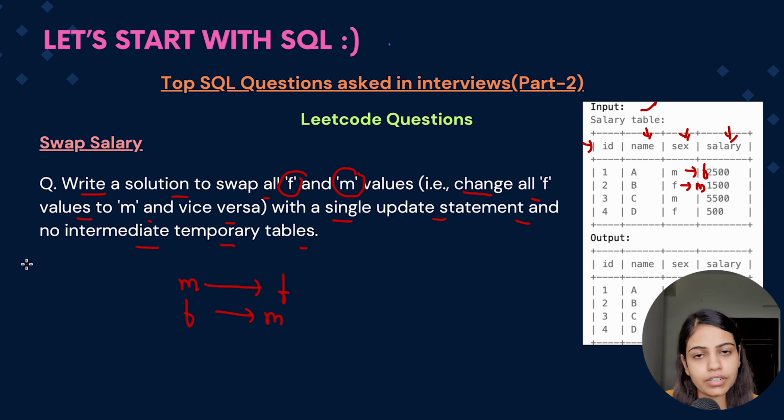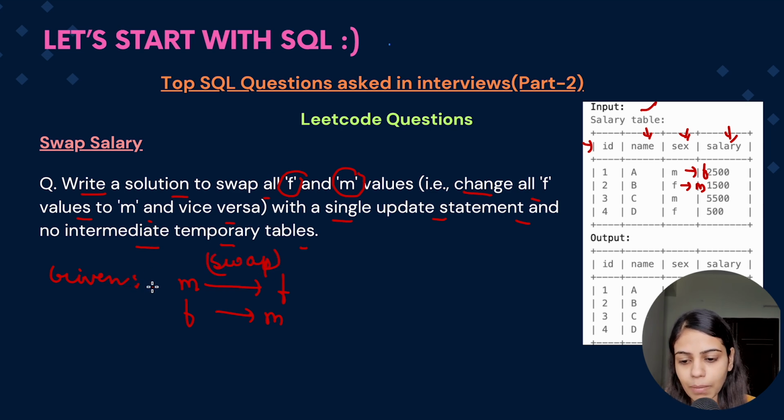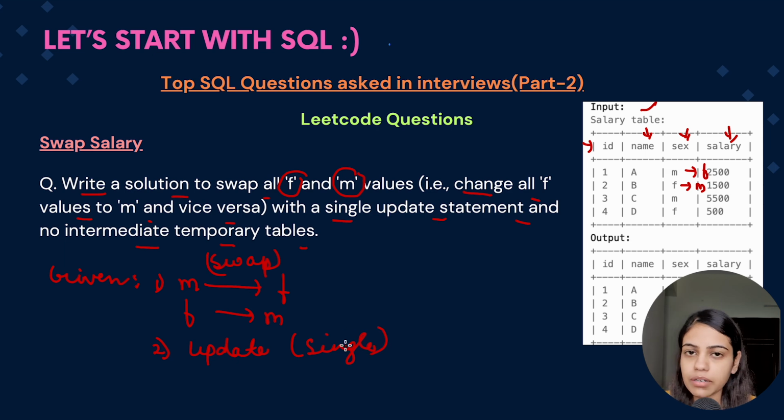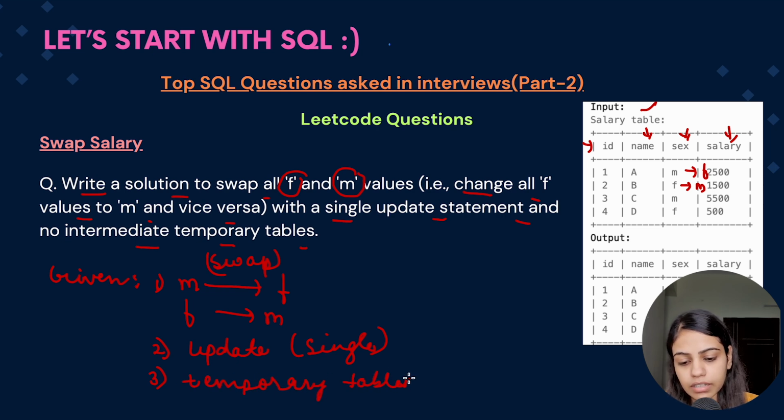Take 2 minutes and think about how we can approach this question, and then we will solve this problem. So let's start with solving the problem. What is given here? It is given that we have to swap these values m with f and f with m. Apart from this, we have to do an update, and it should only be a single update, like there shouldn't be multiple updates involved. The third given thing is that we shouldn't make any temporary tables. So temporary tables are not allowed.